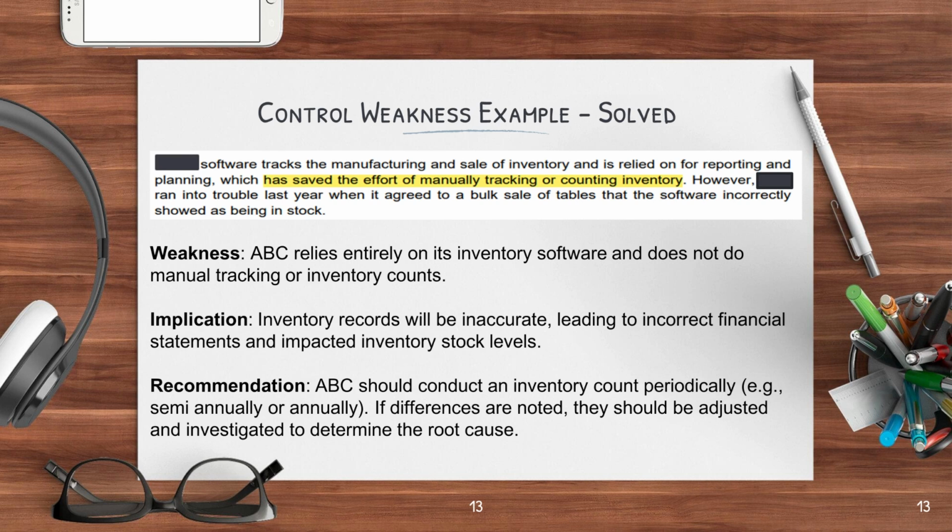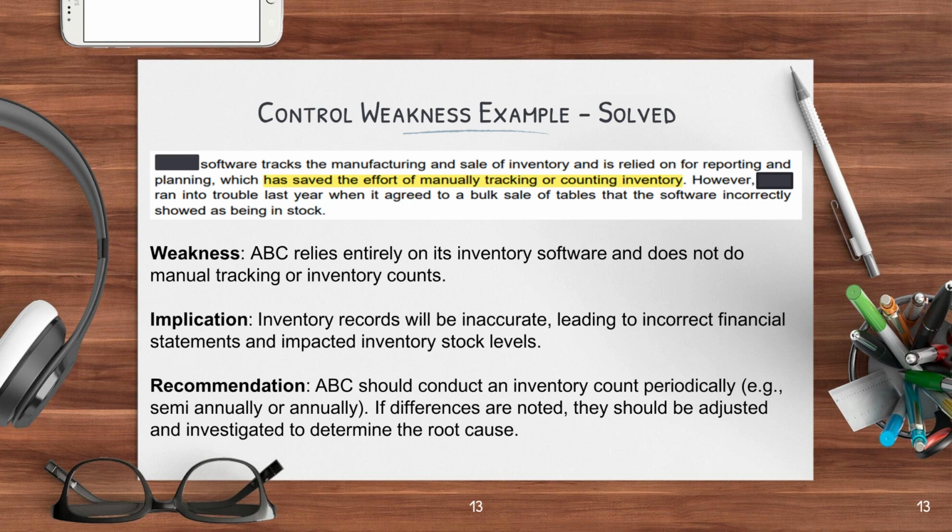So now let's talk about the implication. So this is where you tell them what has happened or what will happen because of the control weakness. Most people actually miss this step, or they jump straight to the recommendation. But this is one of the most important steps when you do the WIR, because without this step, the reader might not care if things are broken. Like in this case, why should the company care if they don't count their inventory? Do they actually lose money because of that? Does it affect them in any way? In my solution, I put that inventory records will be inaccurate, leading to incorrect financial statements and impacted stock levels.